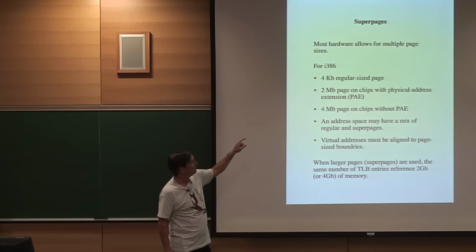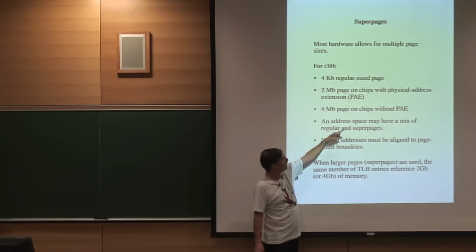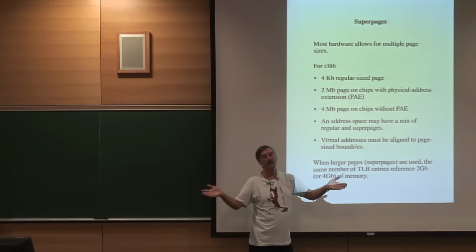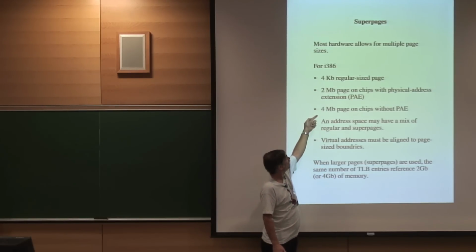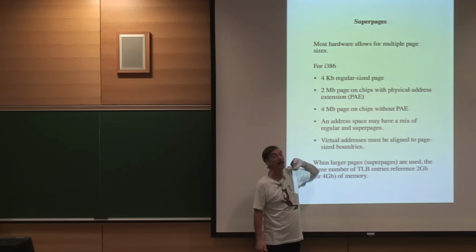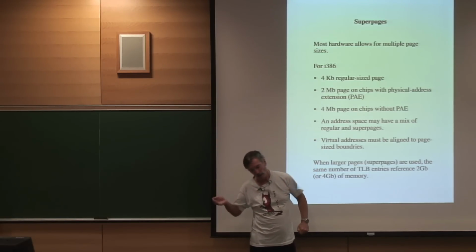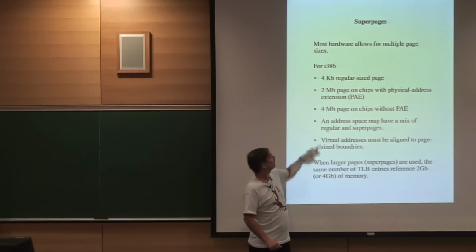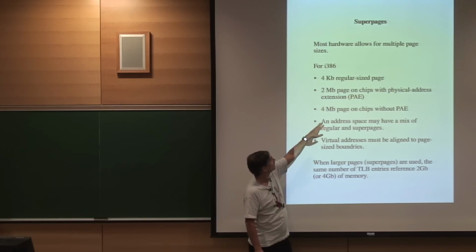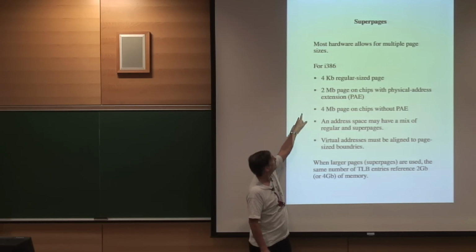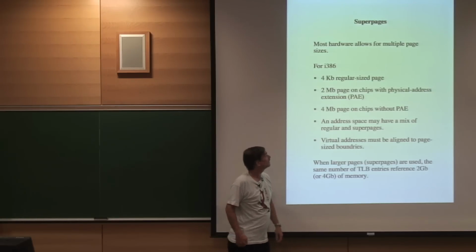So if you're running on the older processors that don't have the physical address extension, i.e. the ability to access more than 4 gigabytes of physical memory, then you have a 4 megabyte superpage. So your choice is you can have a 4 kilobyte page or a 4 megabyte page. And if you're running on the newer processors that can access more than 4 gigabytes of physical memory, i.e. they have PAE, then a 2 megabyte page is your alternate choice.